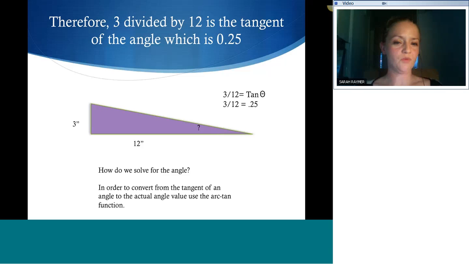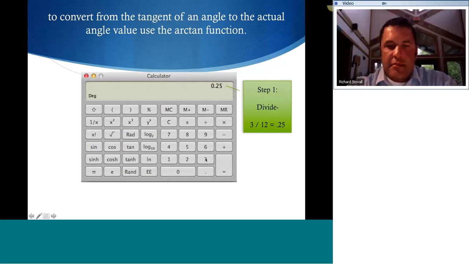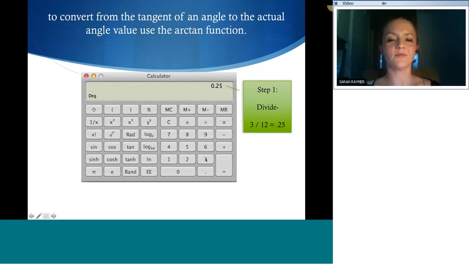This one I have plugged into slides, so it should be real easy. Step one, divide 3 by 12 and get 0.25. So that was a 3 divided by 12. Everyone knows how to do that.